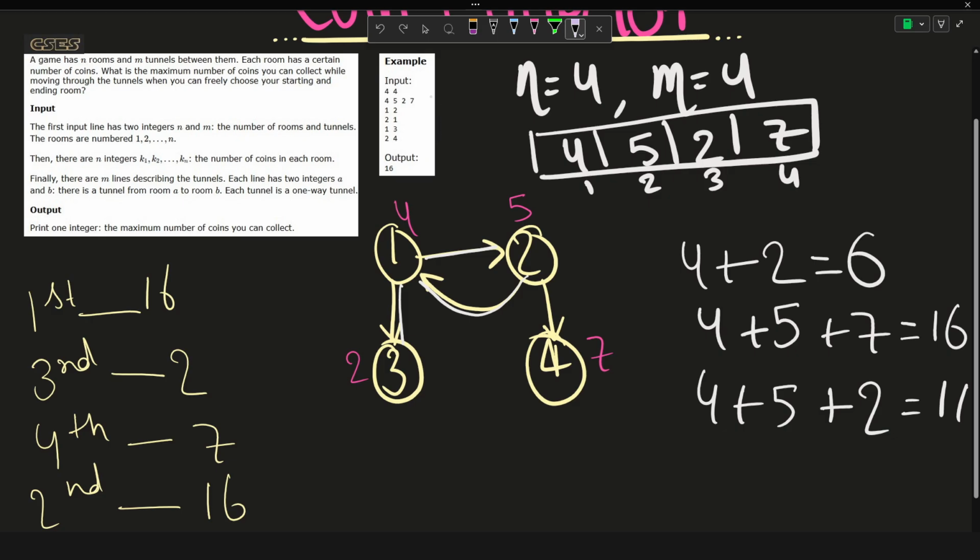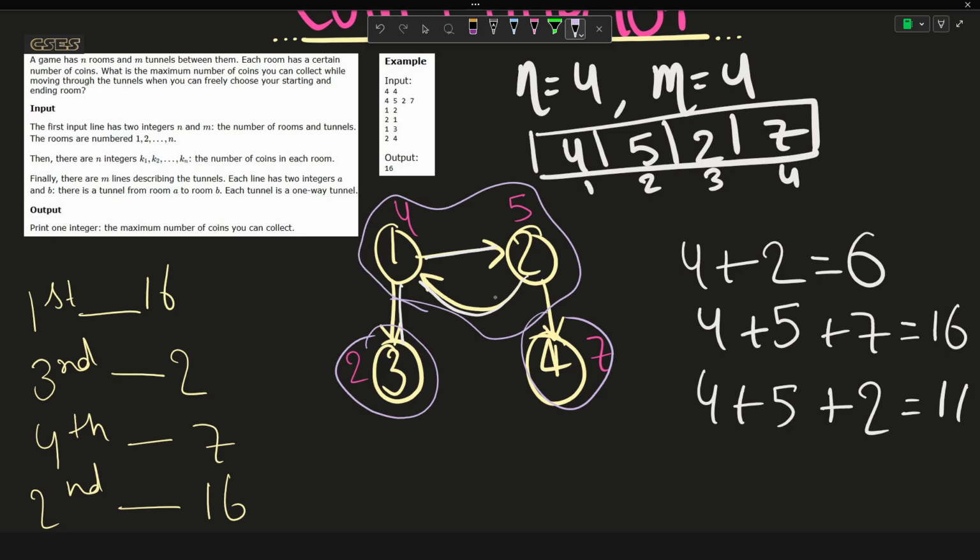So in the given question, the example given in the input was this, and in this example it is clearly visible that there are 3 components. It is this component, and this component. So we do not need to worry about all the nodes. Like if we know that we are starting from this first room, then we also know that if this 1 and 2 are present in the same component, then we will also be able to visit this 2, right? That is, we will also be able to collect each and every coin present in this component. This is the main concept present here.